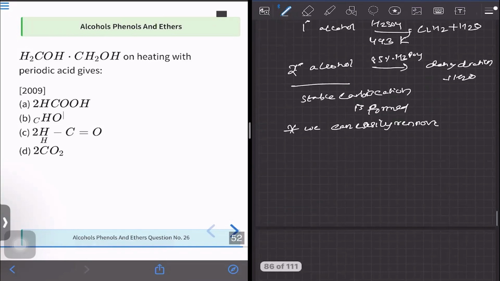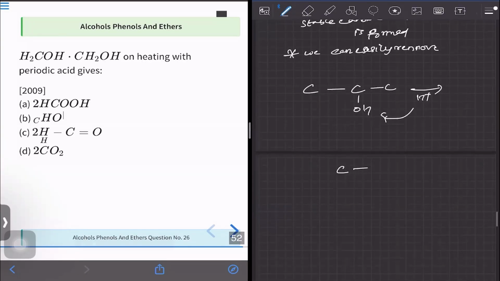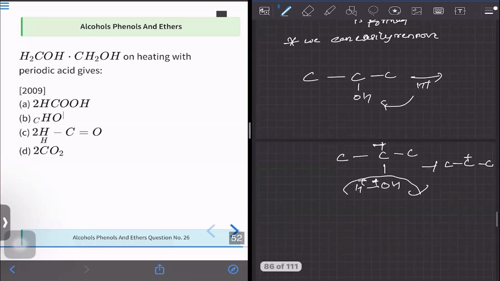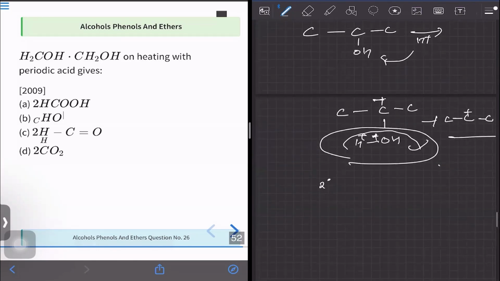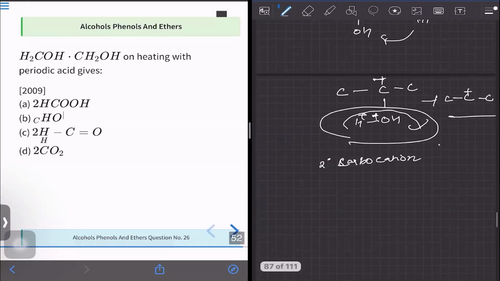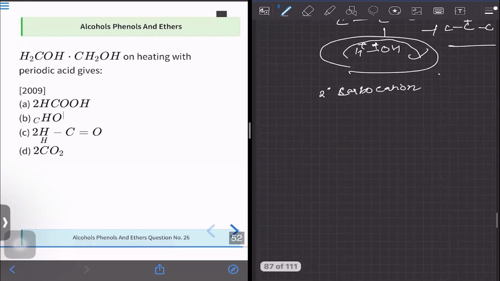See, for example, C, OH and C. Whenever H plus is added to this, it forms protonated alcohol, OH plus. Whenever we remove this, it forms a secondary carbocation. So rather than this molecule, it has a stable secondary carbocation.